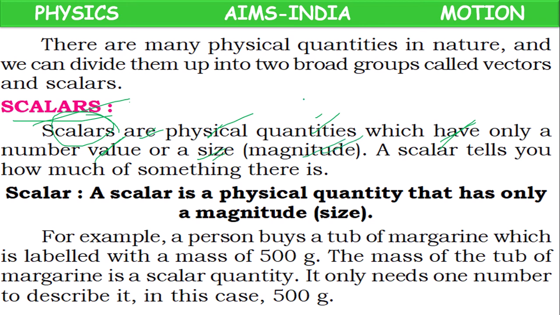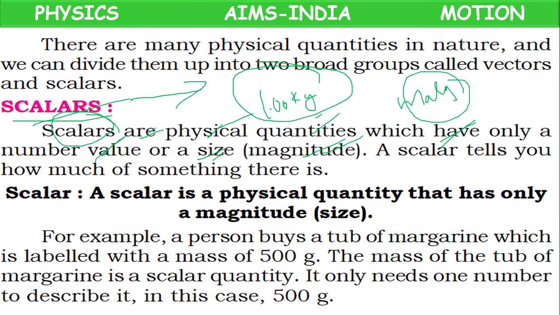Suppose, what is the mass? 100 kg. What is the mass? 100 kg. In what direction? There is no need of a specific direction while describing the quantity called mass, because it has only a numerical value. It has only the number value, which is called magnitude.